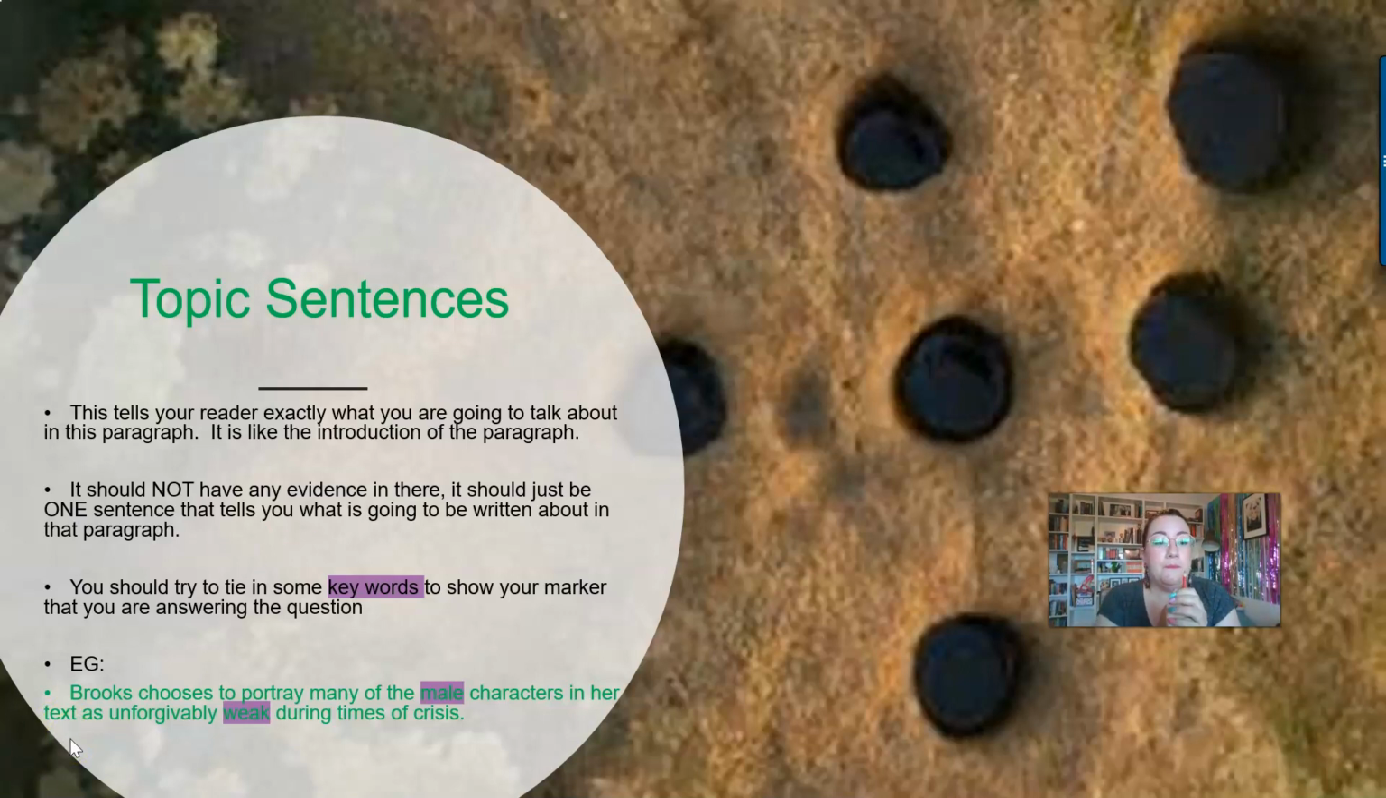Okay, Brooke chooses to portray many of the male characters in her text as unforgivably weak during times of crisis. Okay, nothing fancy there. I literally just state what my argument is in the paragraph. The argument for this paragraph is, yes, there are male characters in her text that are unforgivably weak. That's all. That's my topic sentence. Literally as simple as that.